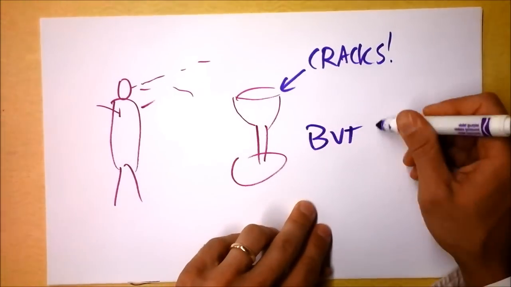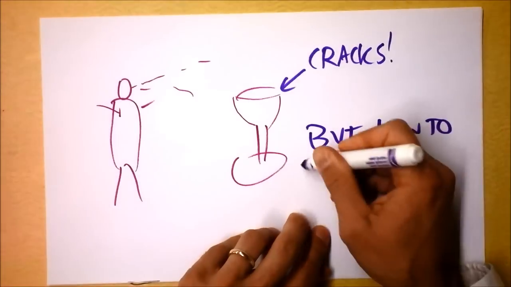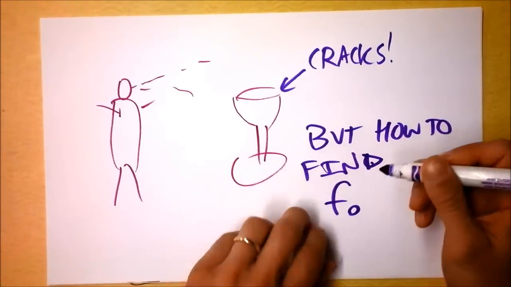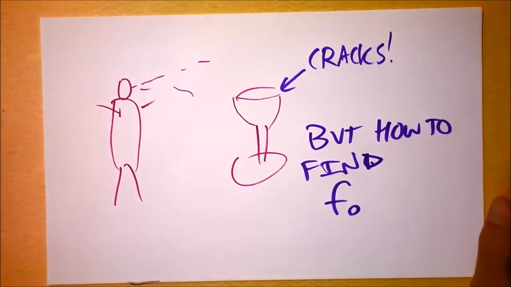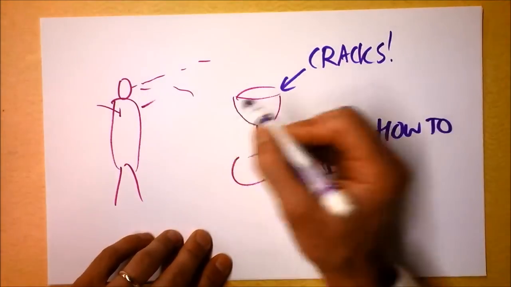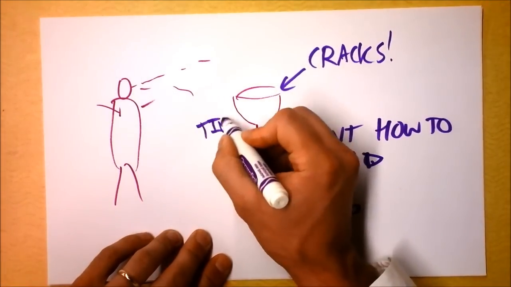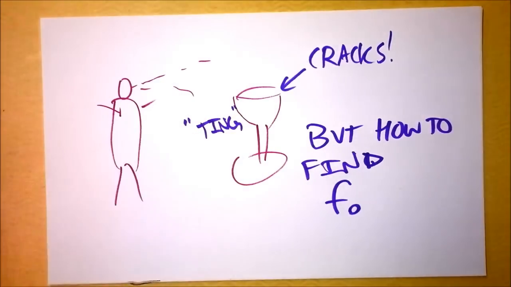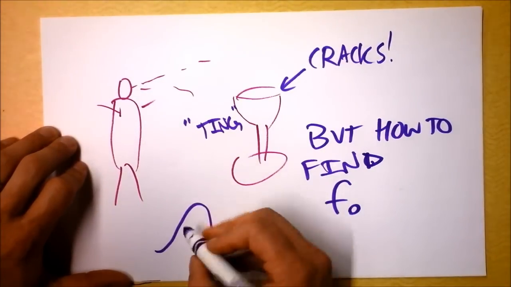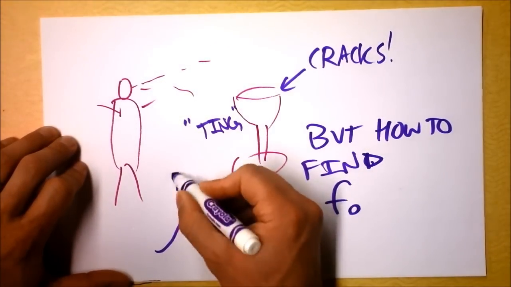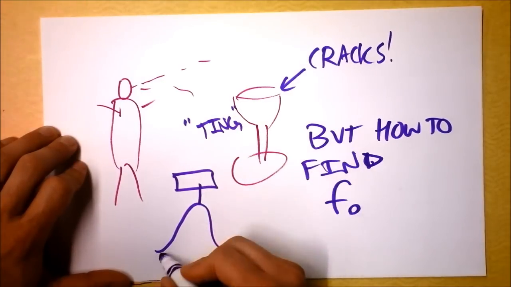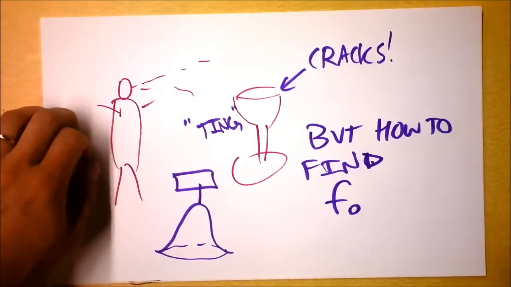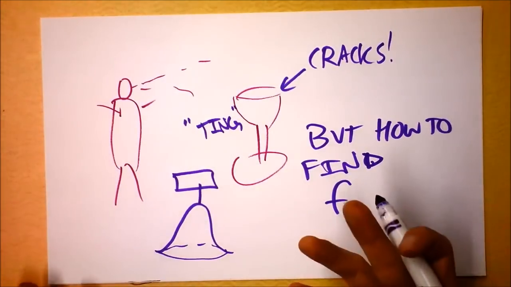But how do you find resonance? How do you find the resonant frequency for something like a glass like that? Oh, you could ting it. Ting. If you bump this sucker, it will tell you its resonant frequency. Guess what? These things here, what do you call this? A bell? Yeah, like the Liberty Bell or something. If you ting this bell, then it will ring out its resonant frequency.